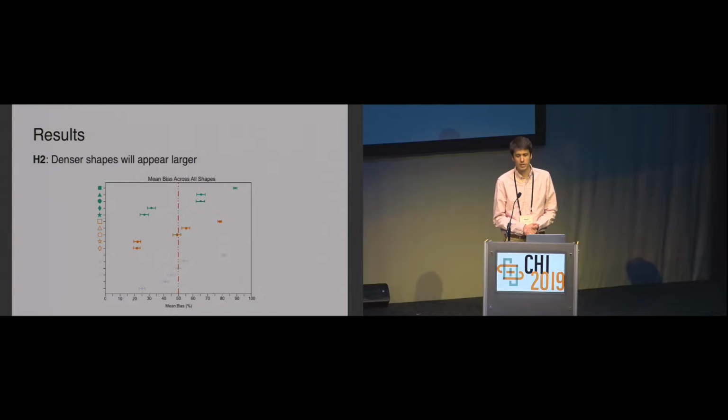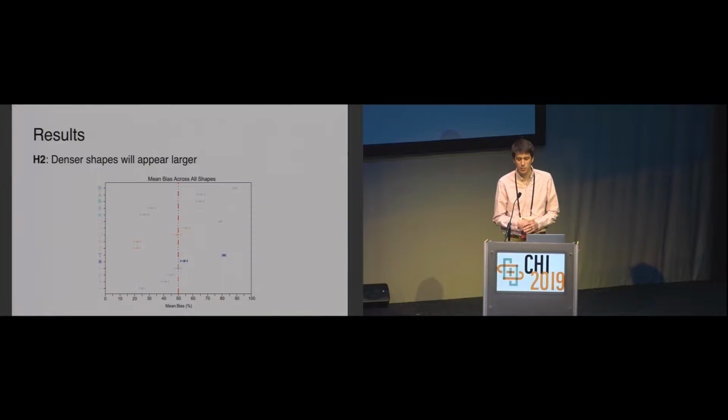Now, if we look at the mean size bias for the filled shapes and compare that to the unfilled shapes, we generally see that the filled shapes are perceived as larger than their unfilled counterparts. For example, the filled circle is perceived as larger in 67% of trials, while the unfilled circle is only perceived as larger in 49% of trials. So this pattern supports our hypothesis that denser shapes would be perceived as larger.